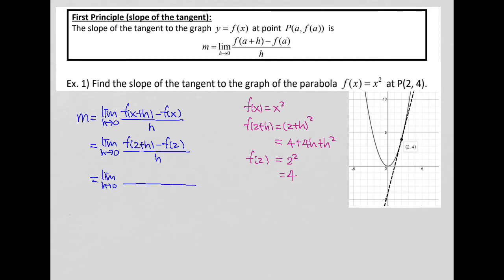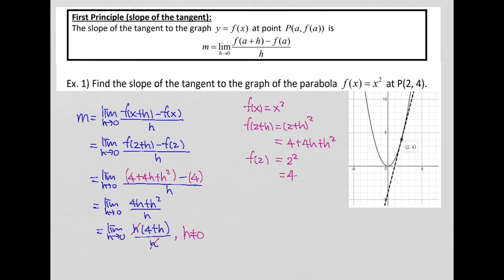So f of 2 plus h is 4 plus 4h plus h squared minus 4, divided by h. And let's simplify them. You get 4h plus h squared divided by h. And they do have h in common in the numerator, so factor it out. And we can simplify it by dividing by the common factor h. Make sure you write down the restrictions.